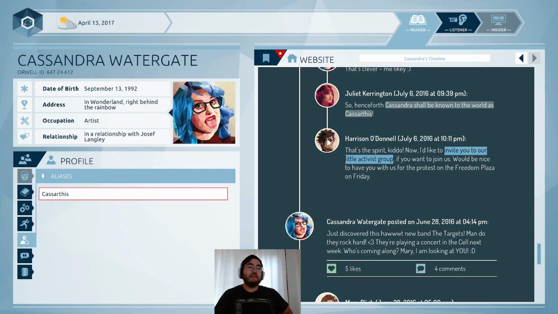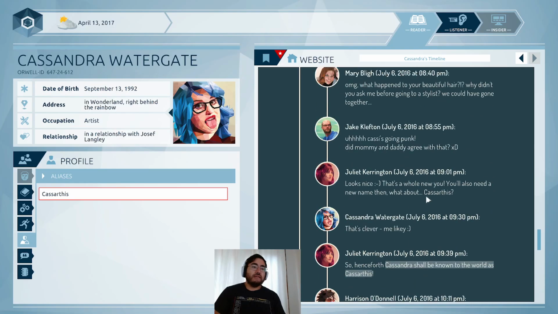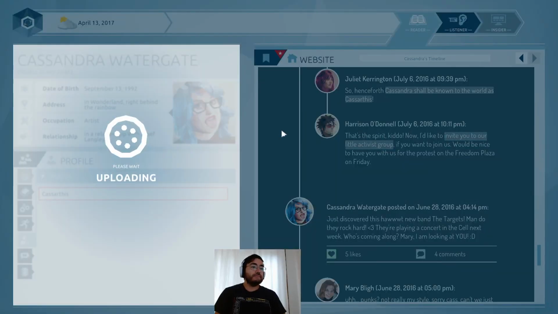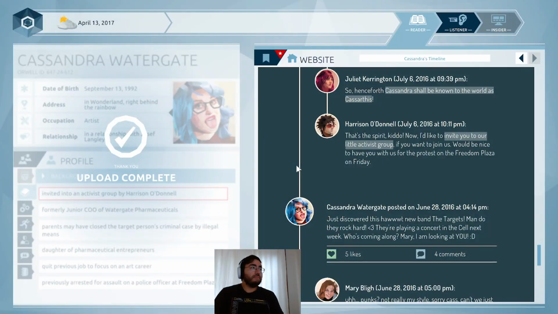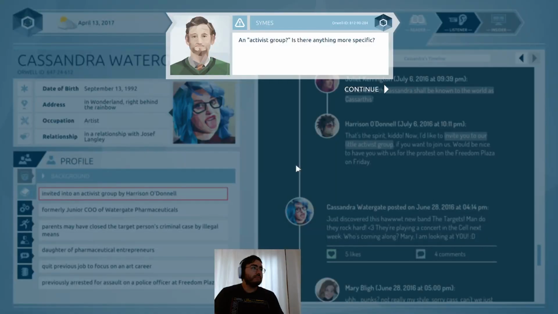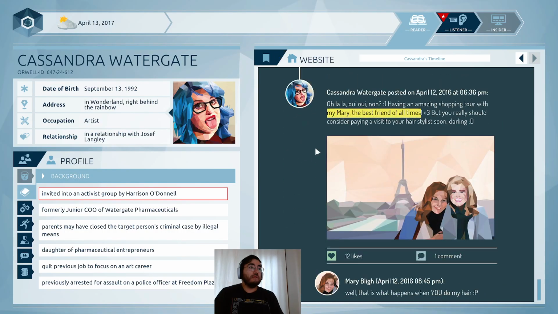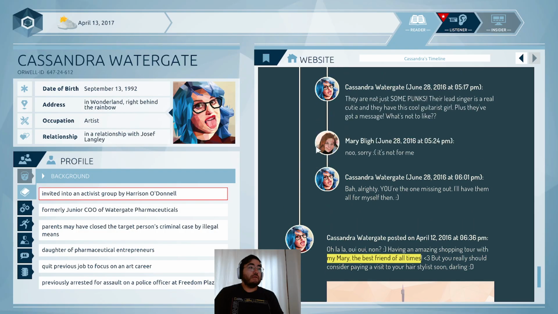So this guy potentially is suspicious. He's inviting her to their activist group, and they're going to have a protest at the Freedom Plaza. And it looks like at that Freedom Plaza is where she throws the brick. An activist group. Is there anything more specific? Doesn't look like it. Okay.